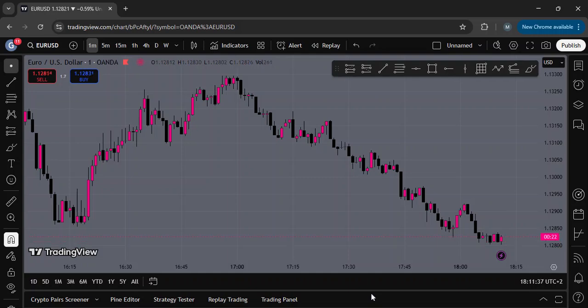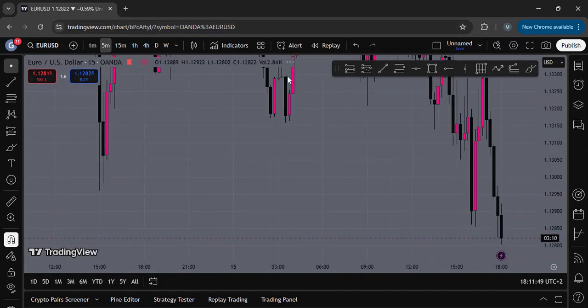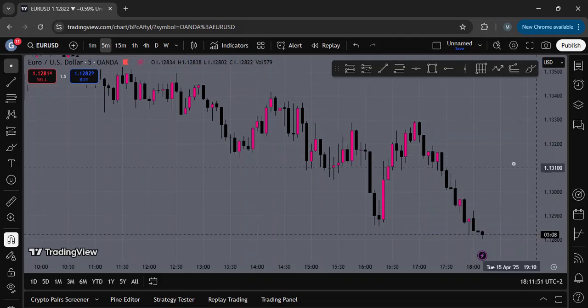Why are you analyzing the whole market, trying to find the direction, and then just randomly selling or buying at a random point with no analysis? So what do I mean by that? Let's open the 15 or even the 5 minute chart.